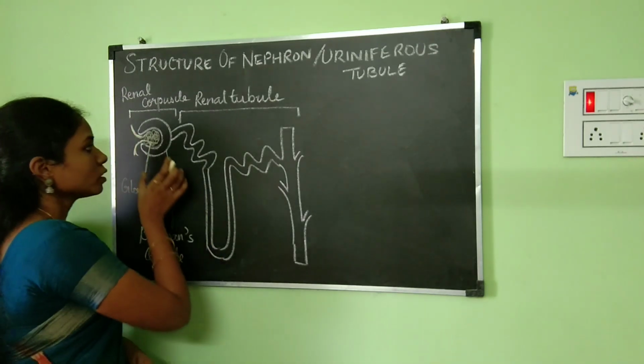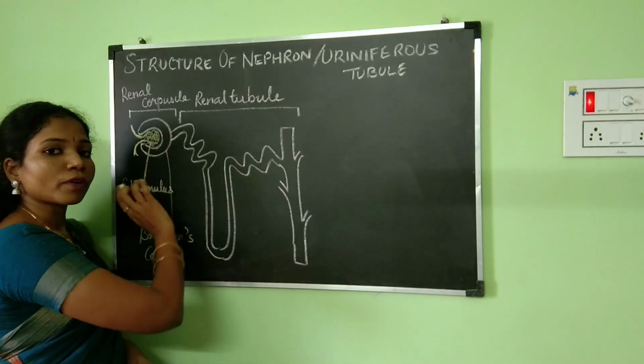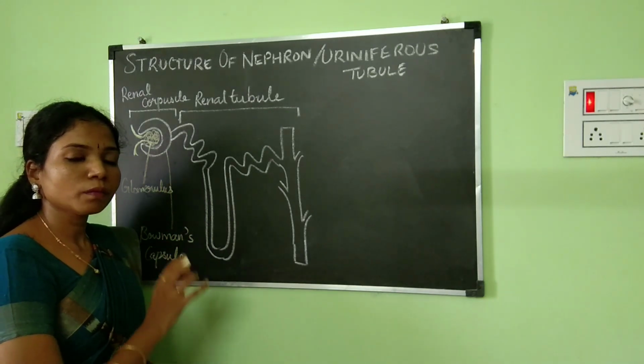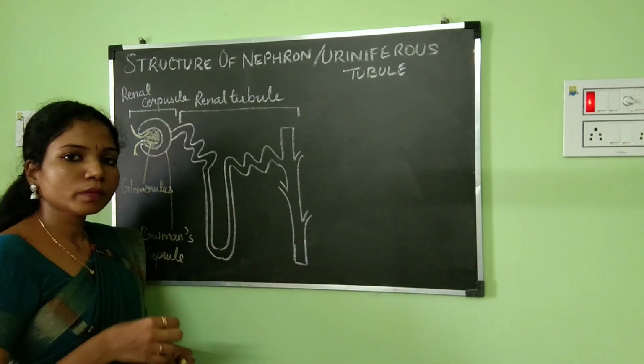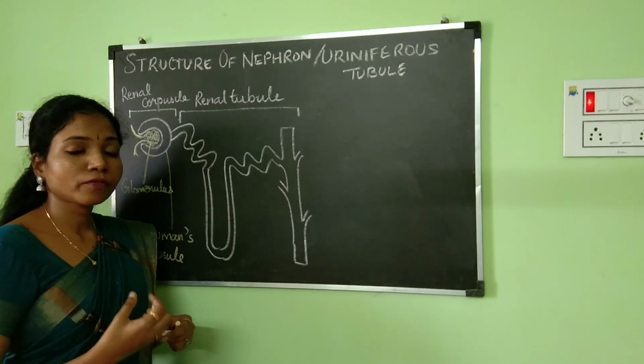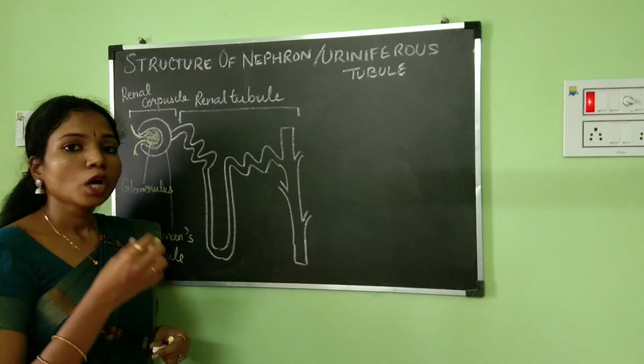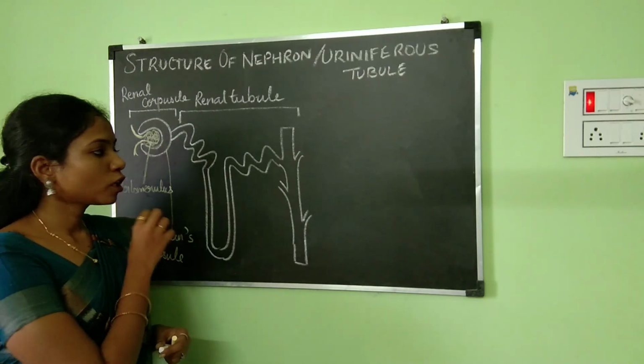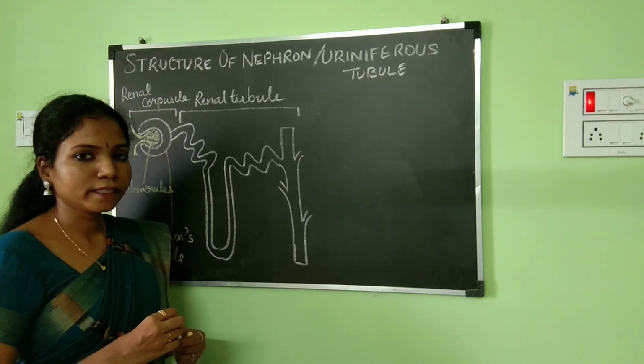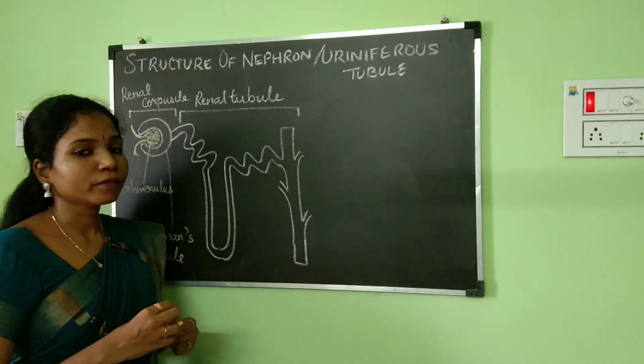Okay. So the renal corpuscle consists of a cup-shaped structure which is called the Bowman's capsule. Inside the Bowman's capsule there is a dense network of capillaries and that is known as the glomerulus. This word glomerulus was derived from Latin and it means a ball of thread.